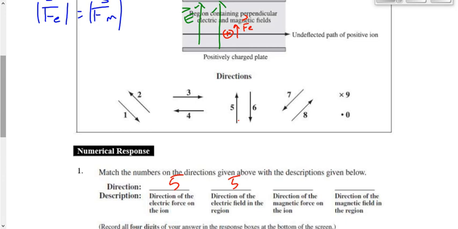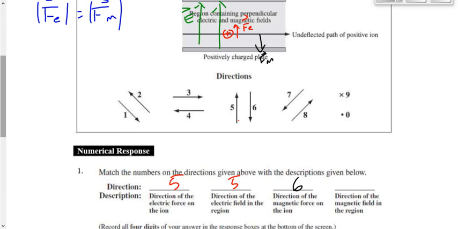We don't really have much information about the magnetic effect here, right? If the electric force is upwards, then the magnetic force has to be, Kayla? Downwards, yeah, because it has to be equal and opposite. So we're going to say that that one's going to be option 6.